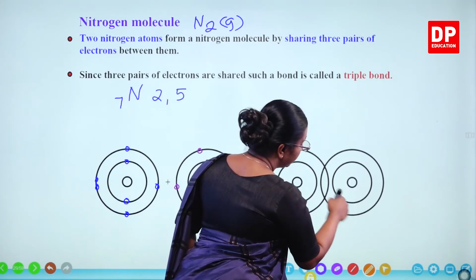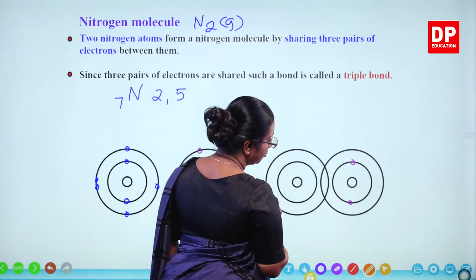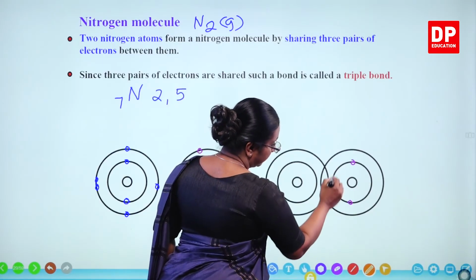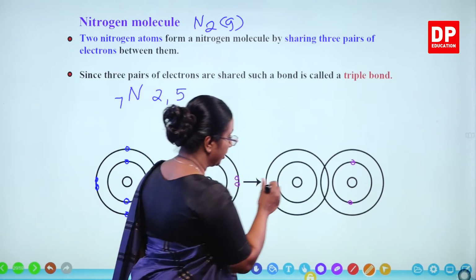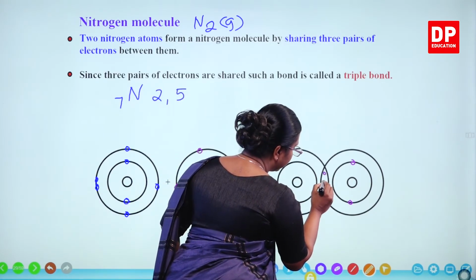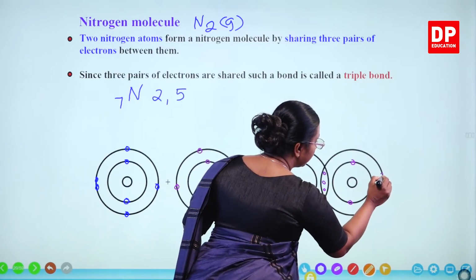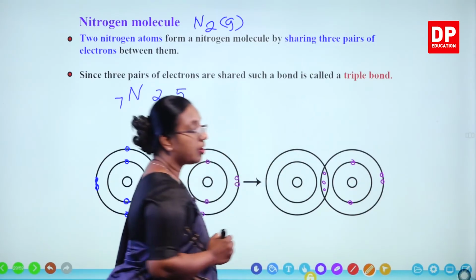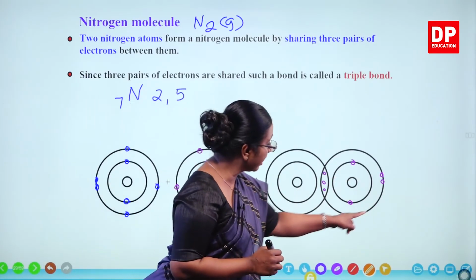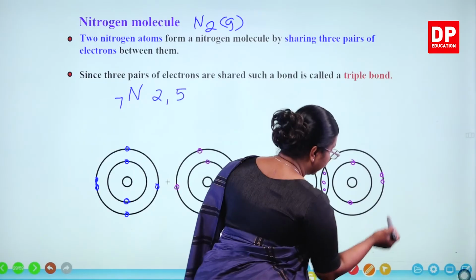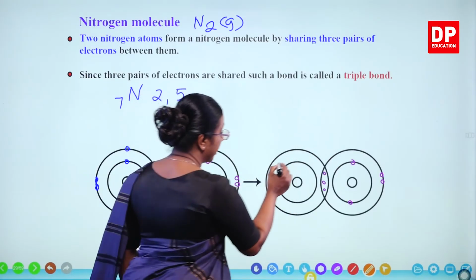If I denote the electrons here, this has 2 electrons in the first shell and there are 3 electrons given for bonding. I will show that here. The 3 electrons used for bonding. So there will be 1 non-bonded lone pair of electrons. Why? Altogether there are 5. So then that is shared with the electrons from the other nitrogen atom.